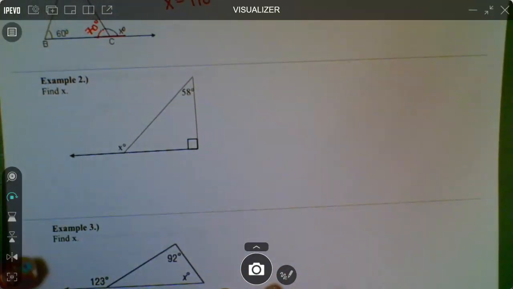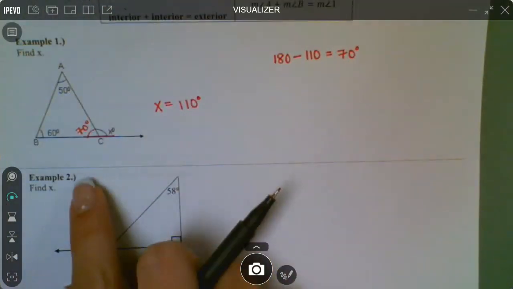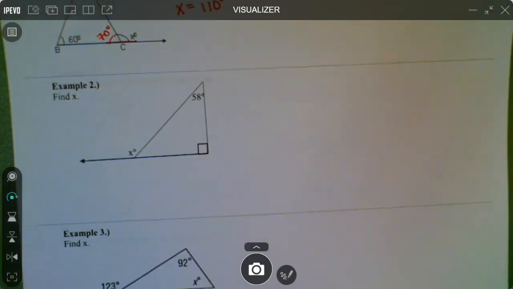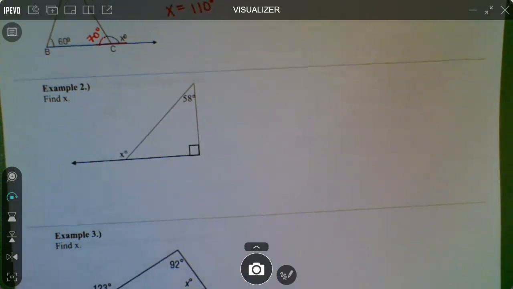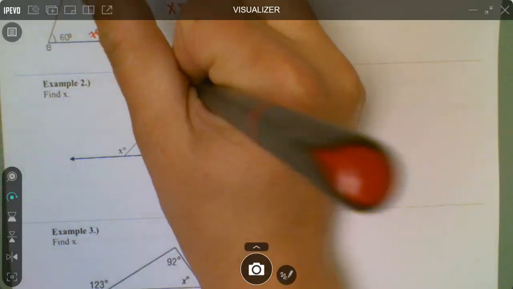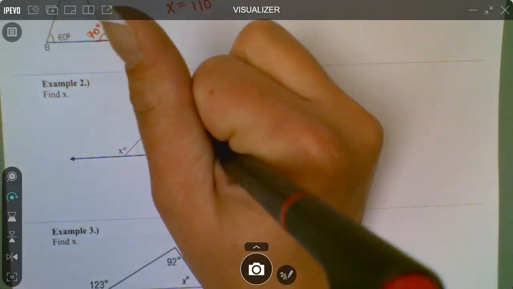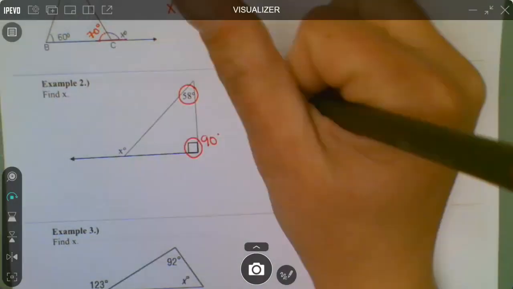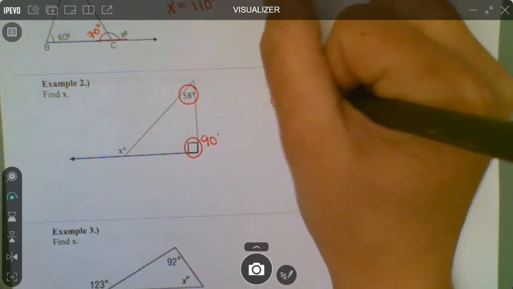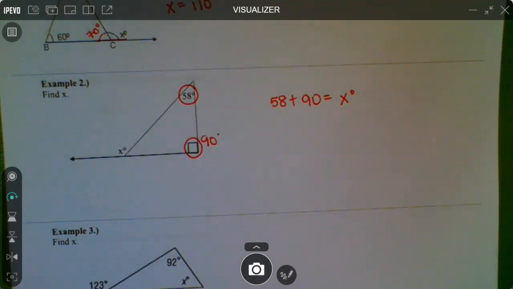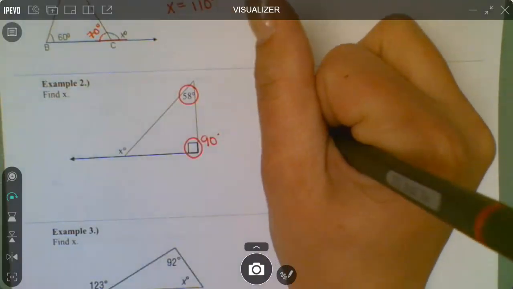For example 2, you can do it the long way like we just did, finding the 70 and then knowing they're supplementary, or you can use the exterior angle theorem, which says I'm going to take this one and this one. This one's 90 degrees. Add them together, and that's going to give me my x. So go ahead and add 58 and 90 together, and you should have got 148 degrees equals x.